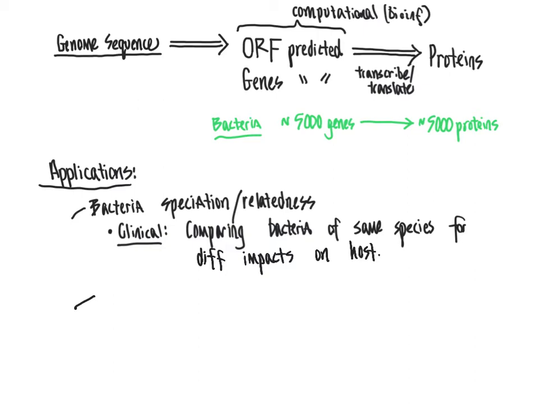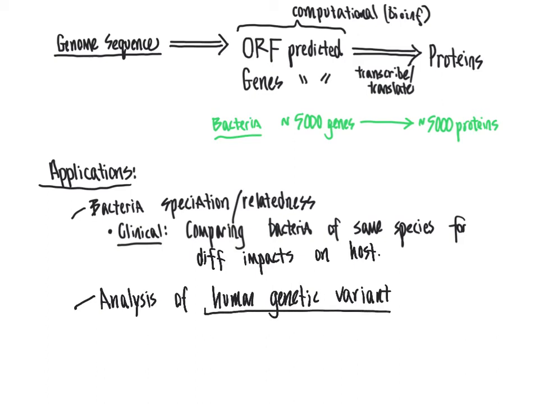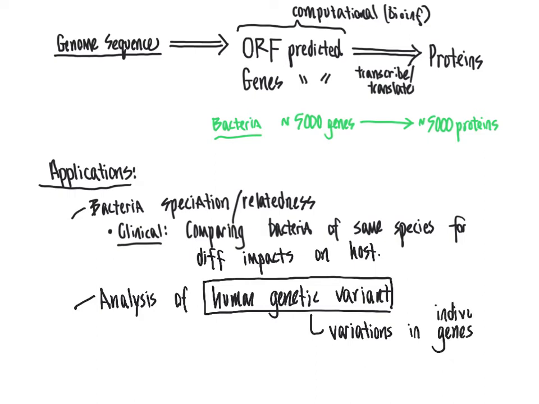Another application of genomics that has come into much more prevalence in the last few years, and will likely continue to become increasingly relevant as we move forward in time, is the analysis of human genetic variants. So what do we mean when we say a human genetic variant? What we're looking at when we evaluate a human genetic variant is variations in individual genes among different individuals.